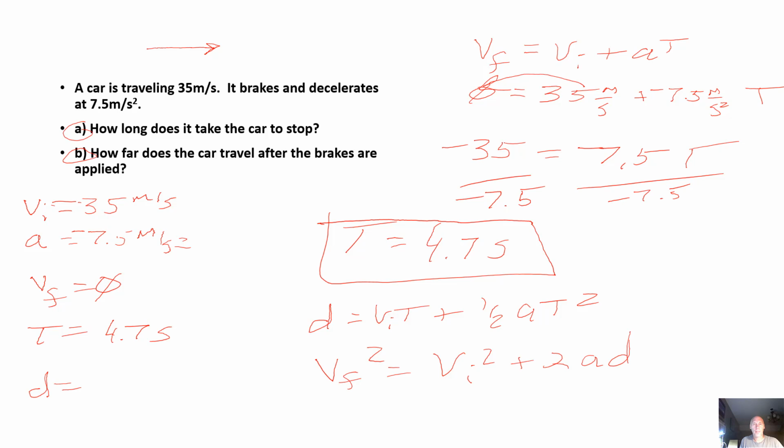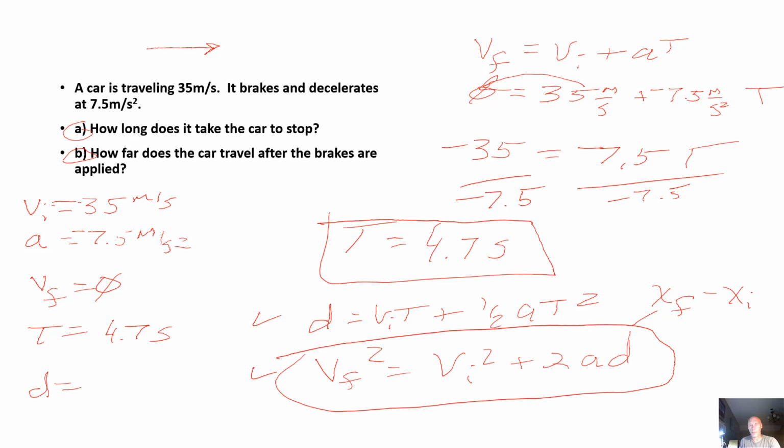And I shorten that; D is technically X final minus X initial, but you can just use D in this situation. Either one of these formulas is going to get you the same answer. This is an easier formula to work with, a little fewer variables. So we're going to go with that one.